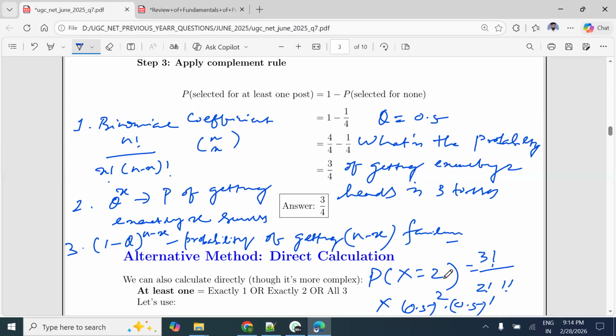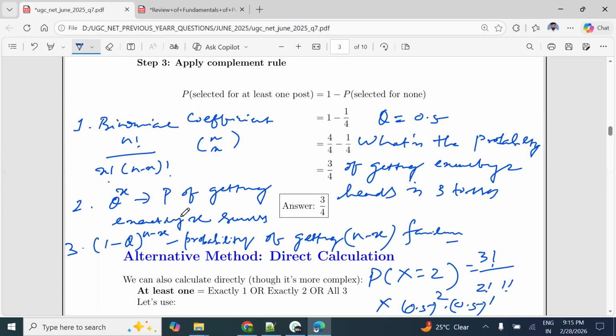So how did you get 0.5 to the power 1? Because 1 minus theta is 0.5, and n minus x, where n is 3 and x is 2, is 1. Very good.